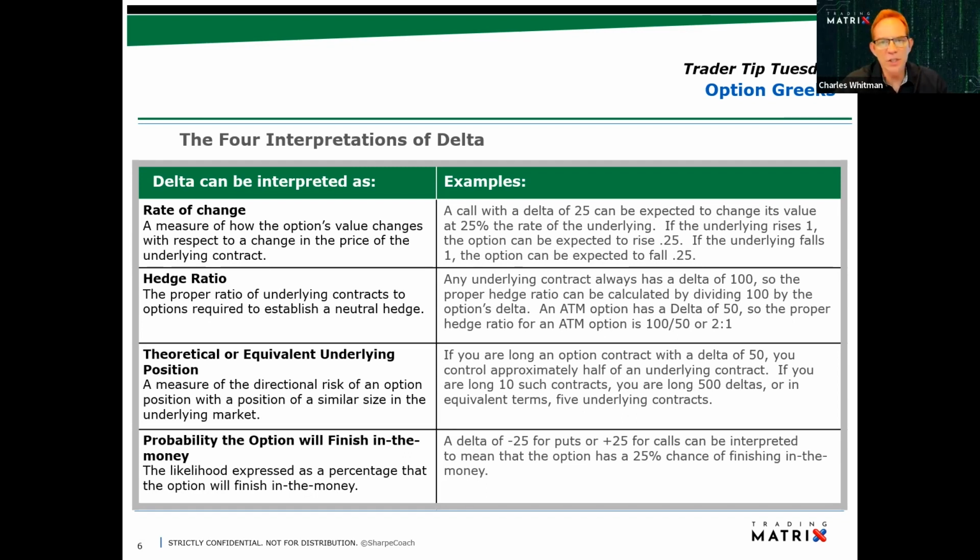The final definition is the probability that the option will finish in the money. This is the likelihood, expressed as a percentage, that the option will finish in the money. So a delta of negative 25 for puts or positive 25 for calls can be interpreted to mean that the option has a 25% chance of finishing in the money. So it's likely to not be in the money.